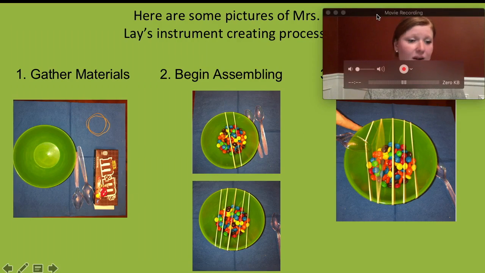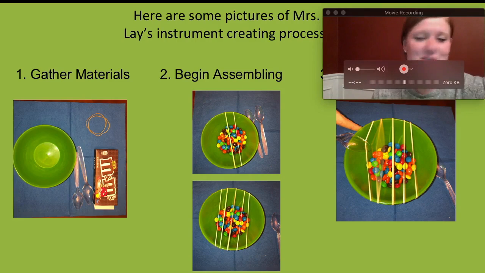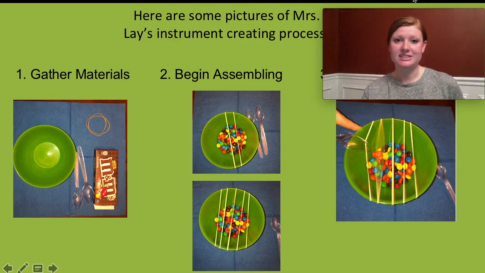All right, number one, I needed to gather my materials. So I had my bowl, I had my rubber bands, I had my M&M candies, which I ate a few of, so that was really hard for me not to do, and then my spoons. So I started out wanting to do my original design. But then when I started assembling it or putting it together, I realized that I was having a really hard time getting my rubber bands tied around my spoons.